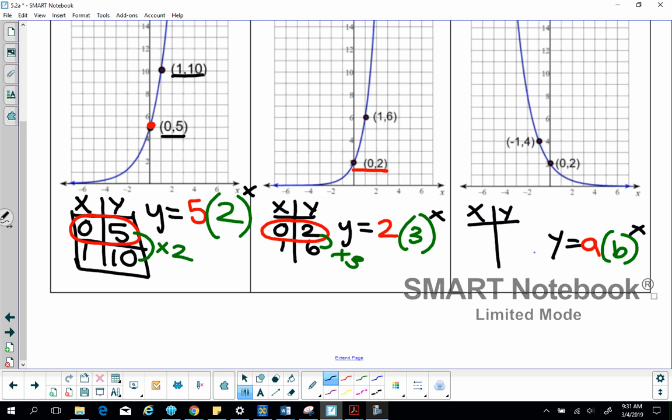Make sure when you write it, -1, 4 should be first, because you always start with the smallest one. So, just in case we got this part wrong, what's the smallest x value? Is it 0 or -1? Make sure that goes first, then 0.